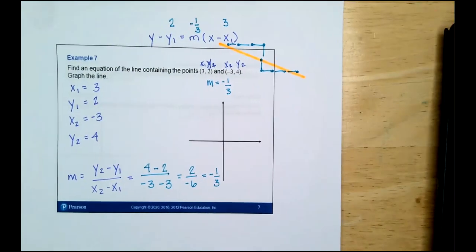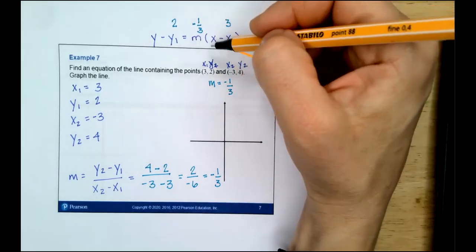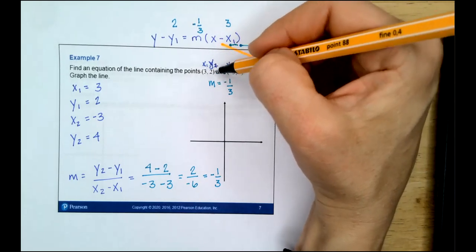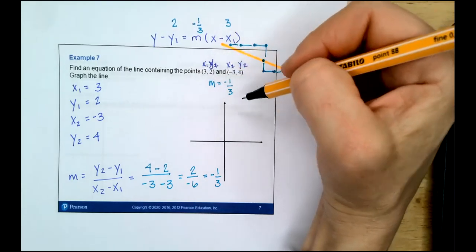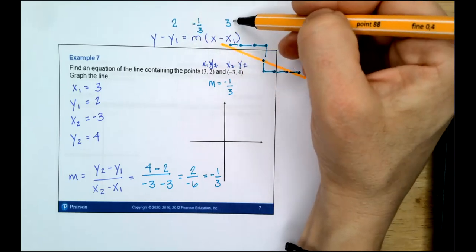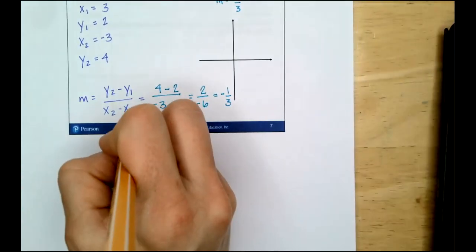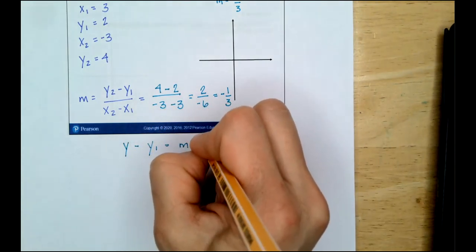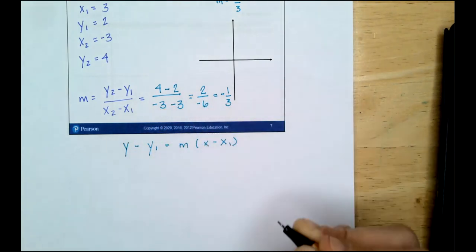So now, oh, sorry, you couldn't see that. So we have our slope of negative 1/3. We have our y1 and our x1. You don't have to use this one. Use whichever one looks easier. This one looks easier because there's no negatives. So my y1 is 2 and my x1 is 3. So I'm going to rewrite that as y minus y1 is equal to m times x minus x1.